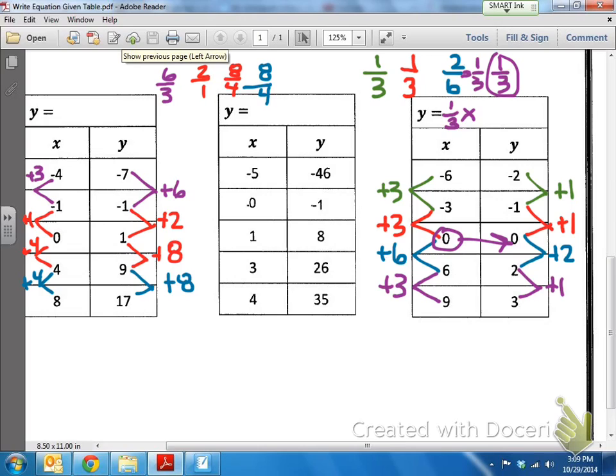All these fractions reduce. 6 over 3 is 2 over 1. 8 over 4 is 2 over 1. So they're all the same, meaning the slope is 2 over 1. I could just write 2x, though. The y-intercept, we find 0 in the x column, and it points us to where the y-intercept is at +1, so that means I write y equals 2x plus 1. That's all there is to it.